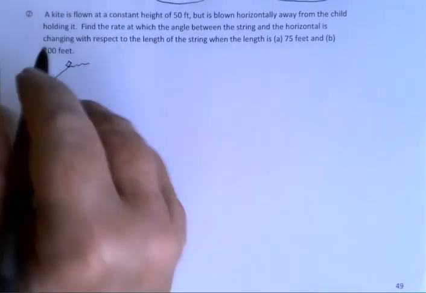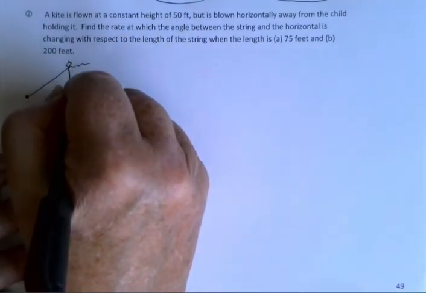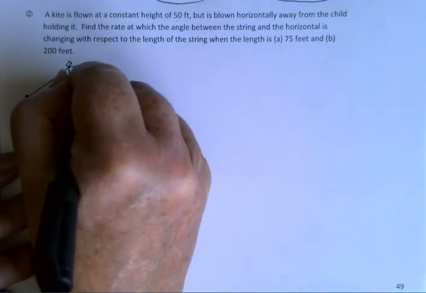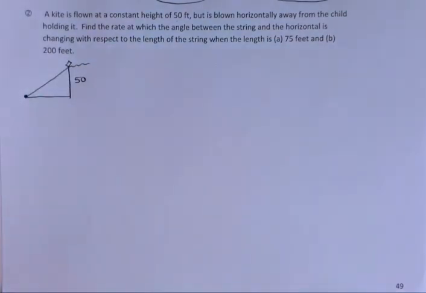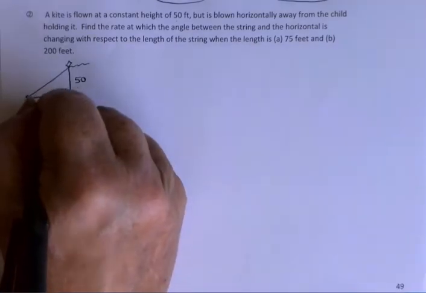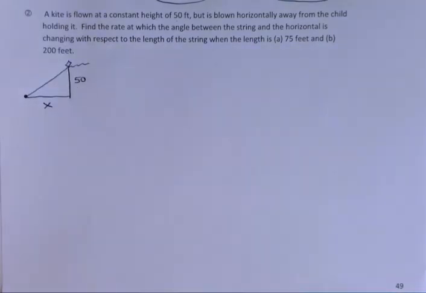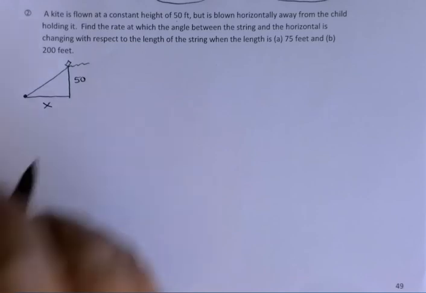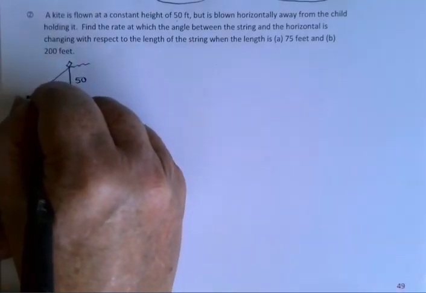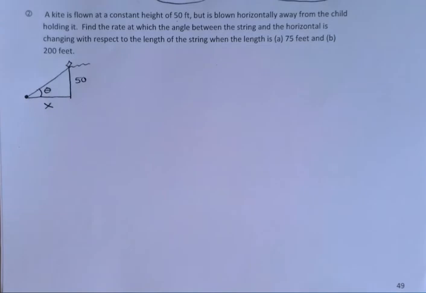The kite is at a constant height of 50 feet, so that's always 50. But it's being blown horizontally away, so this x value is going to change. My goal is to find the rate at which the angle between the string and the horizontal, this angle theta, is changing with respect to the length of the string, when the length is 75 and 200.